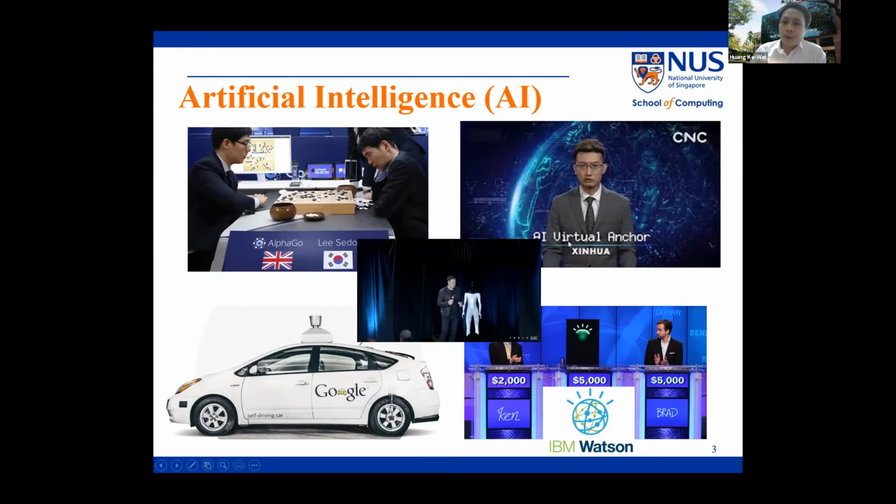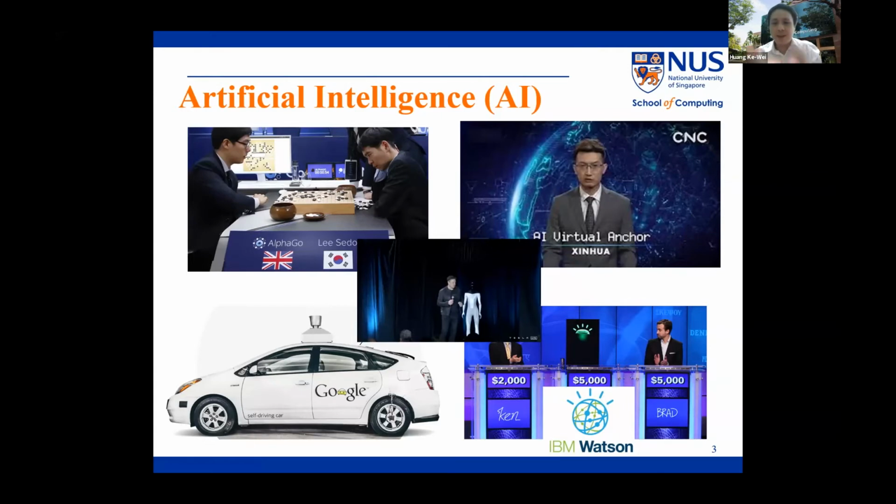There is also news about virtual anchors who can appear on TV, look like real human beings, and report news like human beings. And just 3 days ago, I saw the news, so I added it here: Elon Musk's Tesla also demoed a robot. It's not a Hollywood movie. He demoed a robot that can walk around, and that's very, very recent news from 3 days ago.